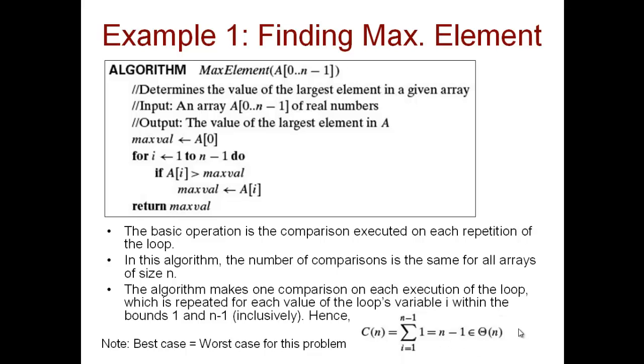So that's why I wrote C of n, the number of comparisons we do for a given n is sigma I equals 1 to n minus 1 of 1. As I said earlier, what goes inside the summation when you analyze an algorithm is the number of times we do the basic operation for a particular iteration or for any index I. So in this case it is one comparison. So this fits within that upper limit minus lower limit plus 1 formula. So n minus 1 minus 1 plus 1 is n minus 1, which is theta of n.